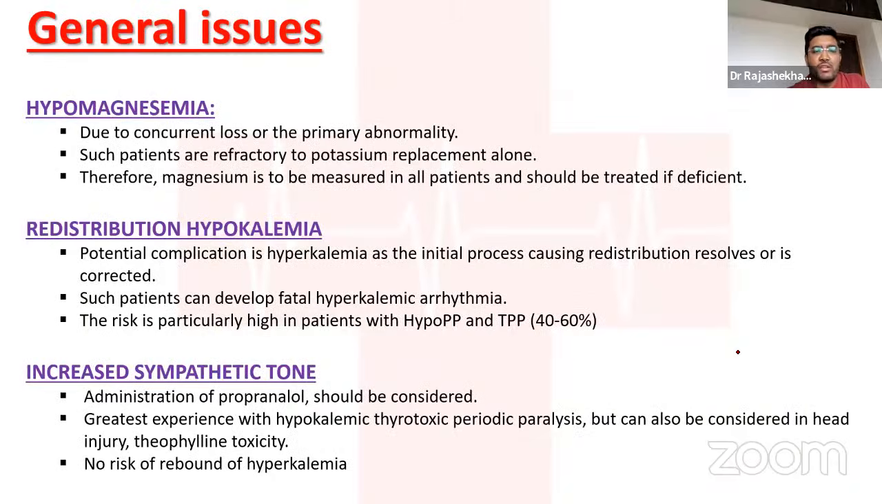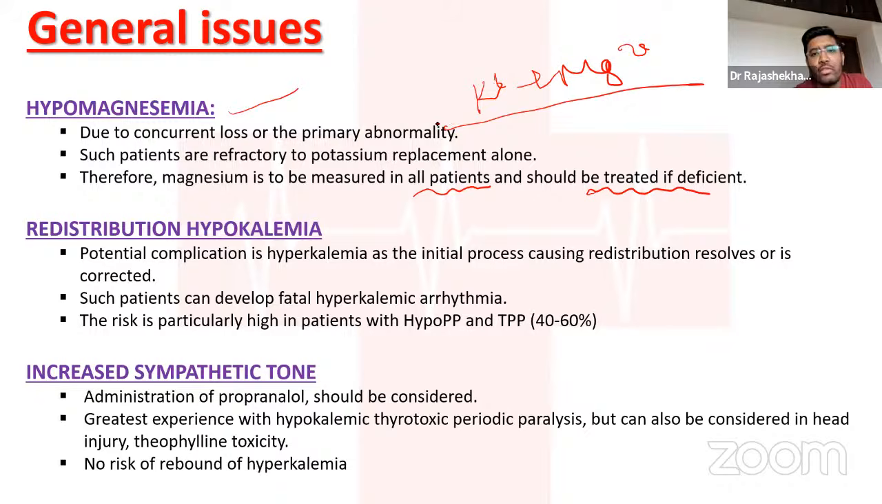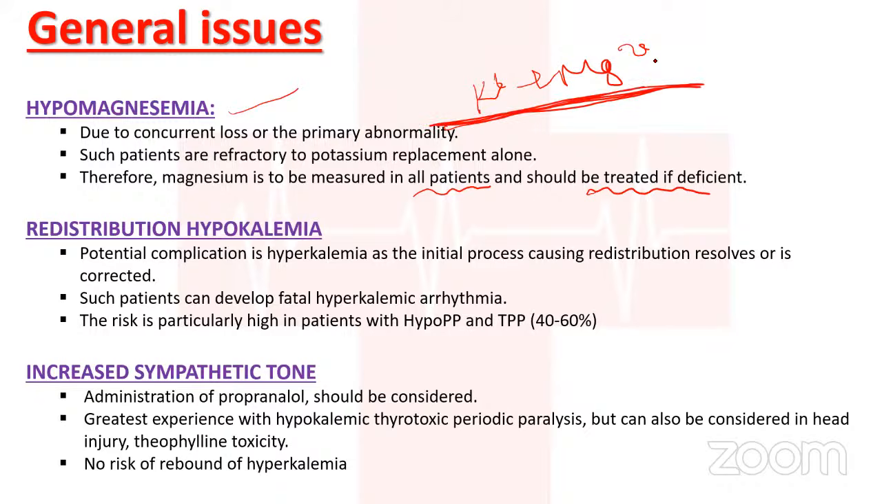In managing hypokalemia, there are some general issues which you should know. The first and foremost thing is hypomagnesemia, because as I told you, magnesium is to be measured in all patients of hypokalemia and should be treated if deficient. So whenever you suspect hypokalemia in your patient, when sending to the laboratory, send the potassium with the magnesium measurement. Then this becomes a very easy and time-saving procedure.